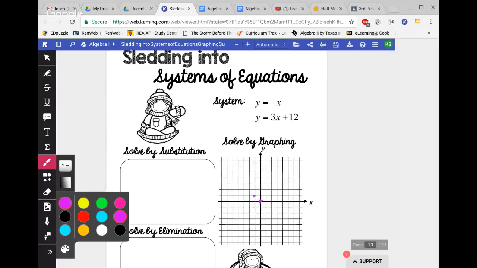So if I go up 1, I'm going to go up 1, left 1. If I go down, I go right.